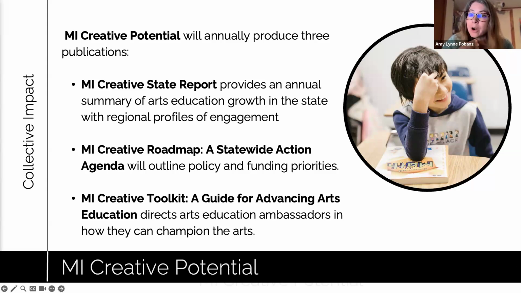So we are all able to tell those stories to people that we work with in the school systems and people at the legislative level, but we're all thinking about where we are at in the arts programming and access to arts in our state, and then what decisions we can move forward with together to increase that access for kids. We have a creative roadmap, which is a statewide action agenda, so we're all on that same page. And then we have a creative toolkit for helping us think about how we advance arts education.